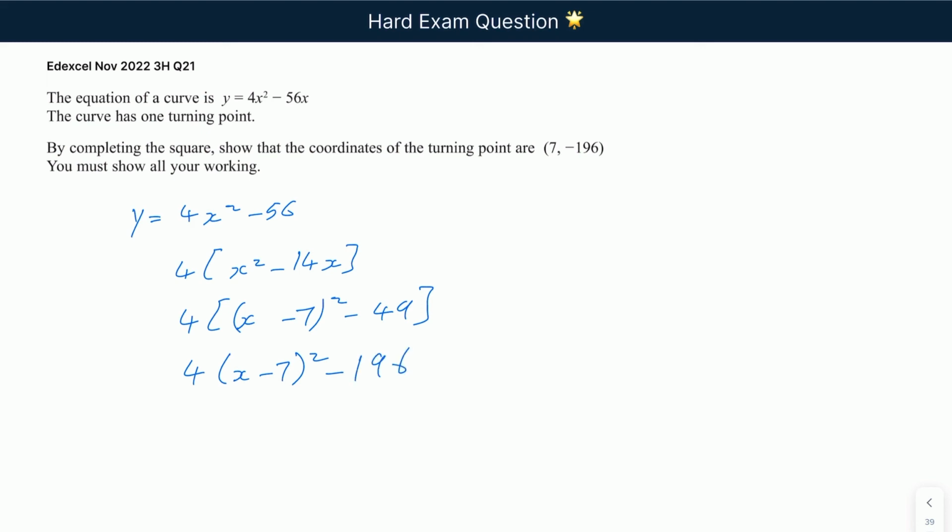And there we go. So we can see that the turning point for this would have been, well, we want the minimum value of y. So we want to make this bit as small as you can. So to make this as small as you can, that would be making the squared bit 0. So that means x is equal to 7. And that then leaves us with y as minus 196. And that is that done.